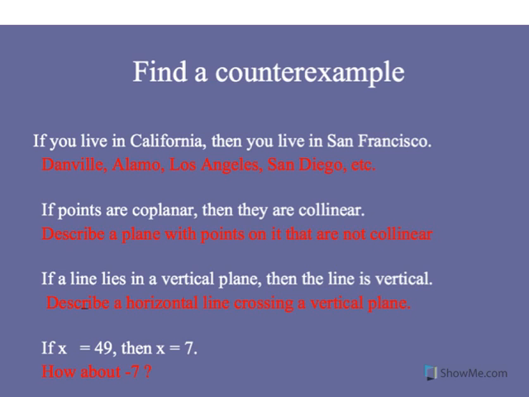If a line lies in a vertical plane, then the line is vertical. Well, no. You can, on a wall, draw a horizontal line across the wall, and there you have a horizontal line in a vertical plane, and that would be a counterexample to this statement. And then if x squared equals 49, then x equals 7. Well, that's not necessarily true because x could be negative 7 for x squared to still equal 49. So all of those in red show counterexamples to the conditional statements.